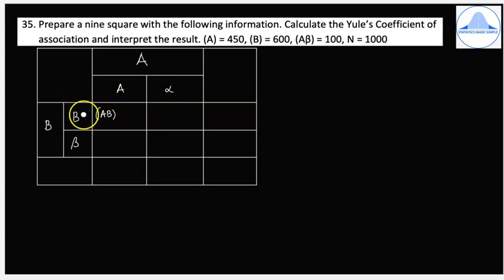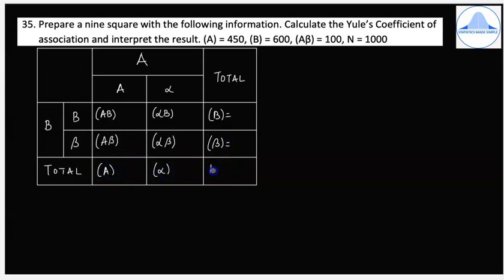Similarly, this is alpha B, which is written here. And then this is A beta. You have to use the brackets, which indicates frequency. And this is alpha into beta. Please write the notations correctly. Then here form a total column and a total row. Now let us also fill in the remaining. Corresponding to B, here you'll have the total frequency B. Then here beta, here A, here alpha, and this is capital N.